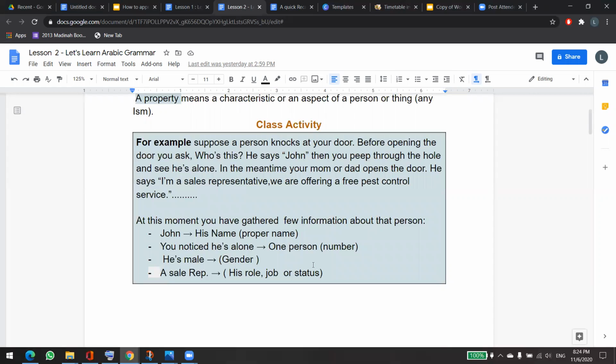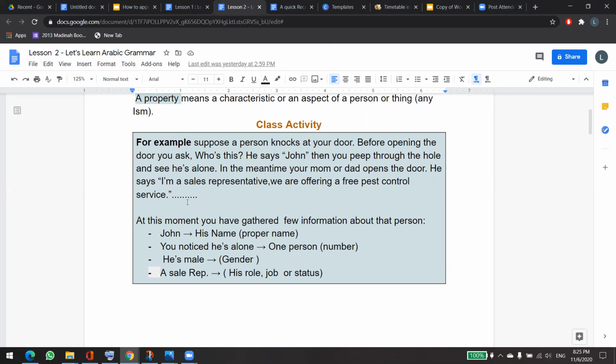Suppose you are at home and a person knocks at your door. Before opening the door, you ask, who is this? He says John, or any person, like Salman. Okay, he says Salman. Then you peep through the hole and see he's alone. In the meantime, your mom or dad opens the door and he says, I'm a sales representative. We are offering a free pest control service. Okay, you got the scene?